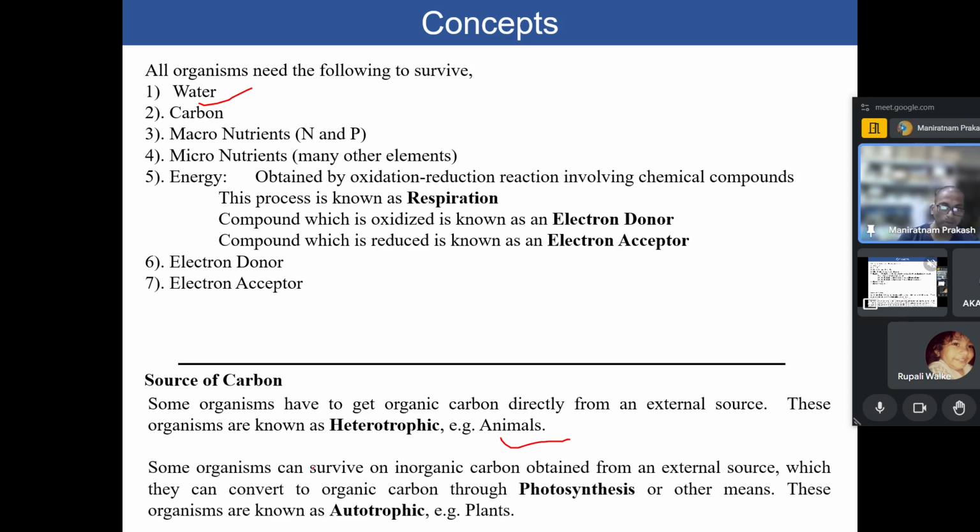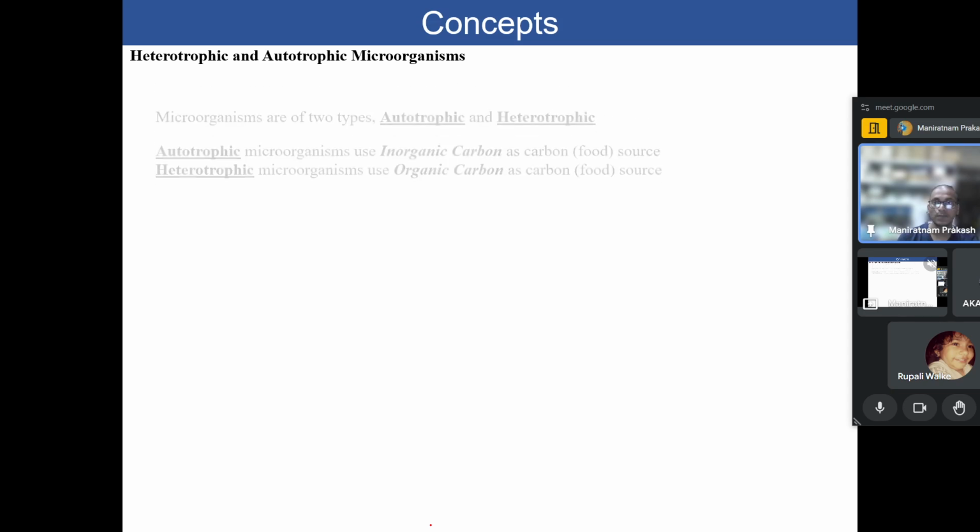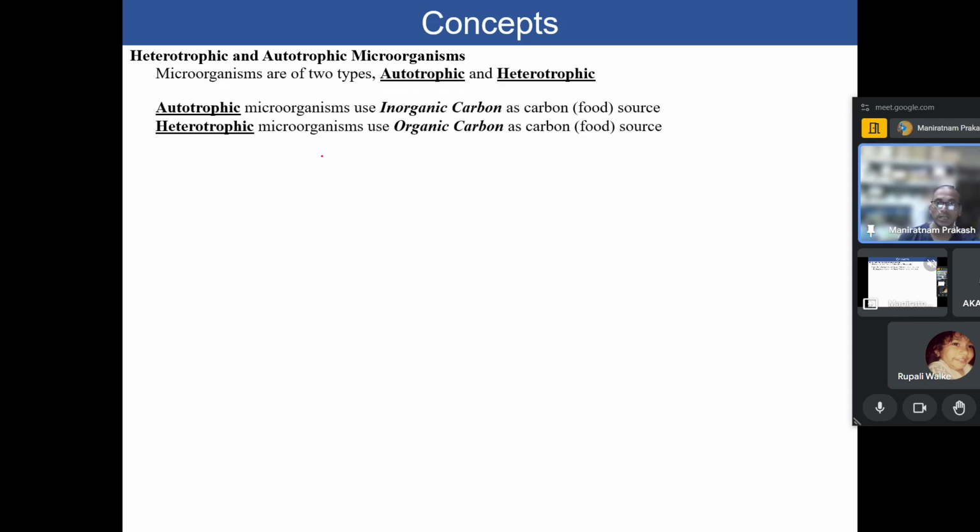But some microorganisms survive on inorganic carbon obtained from an external source, which they convert into organic carbon through photosynthesis or other means. These are known as autotrophic. So we are heterotrophic and plants are autotrophic, because they convert inorganic carbon to organic carbon with the help of photosynthesis and all these things. So microorganisms are of two types, autotrophic, with inorganic carbon as food source, and heterotrophic, with organic carbon as food source.